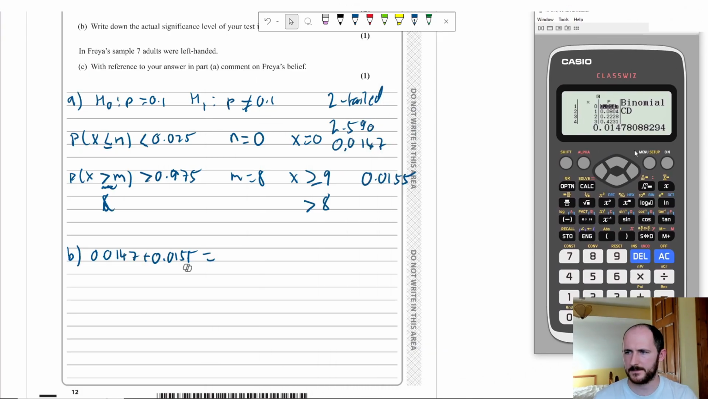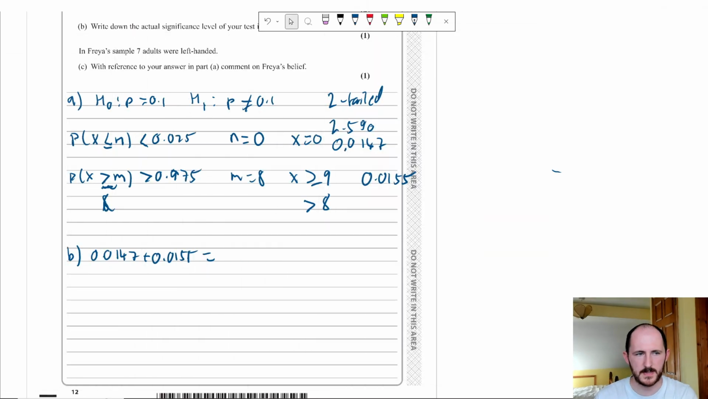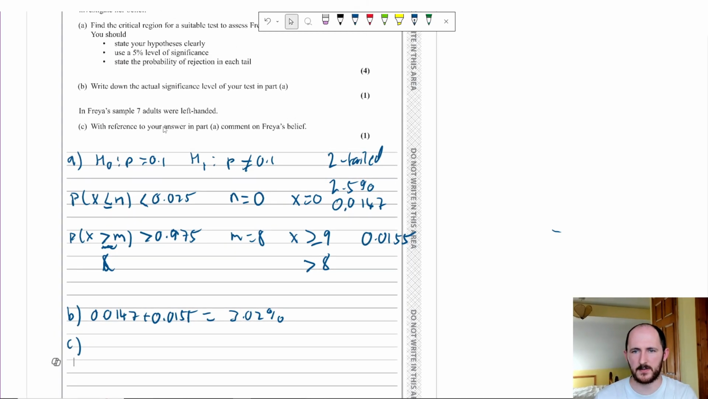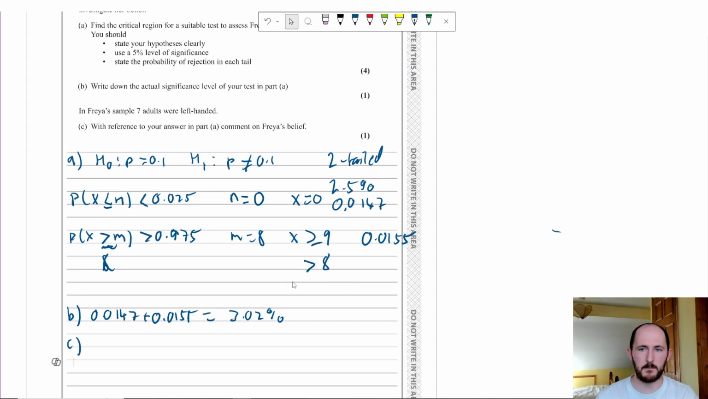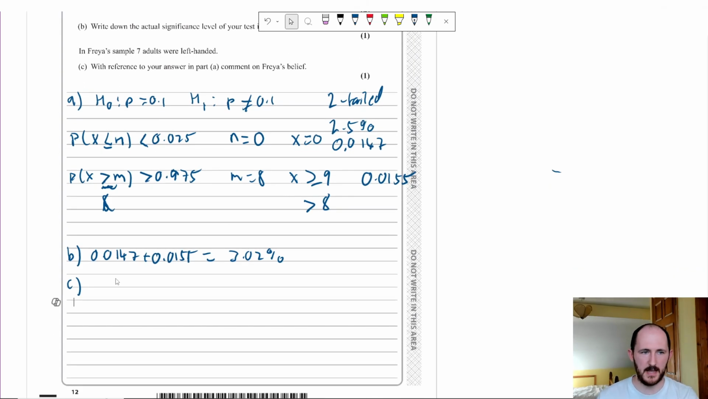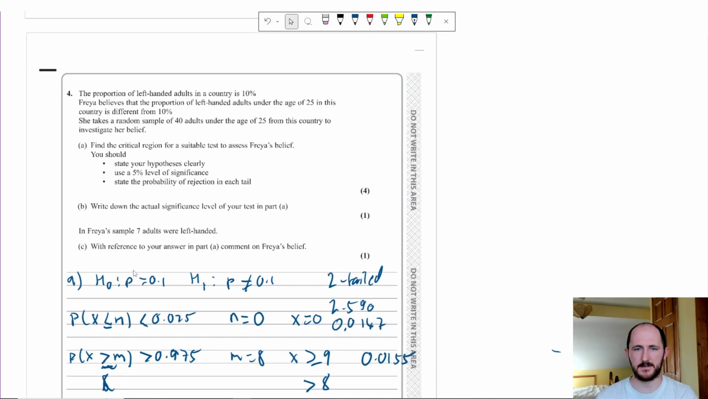So let's do 0.0147 plus 0.0155. We get a percentage of 3.02%. And then in Freya's sample, 7 adults were left-handed. With reference, comment on her belief. So again, basically saying the conclusion. Well, it's not bigger than 8 and it's not 0, which means insufficient evidence to support Freya's belief.